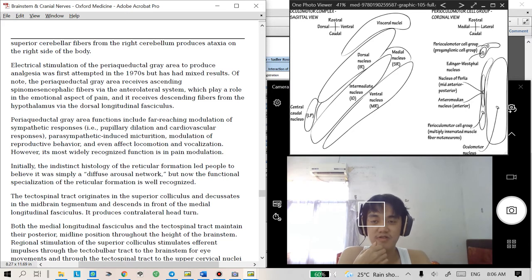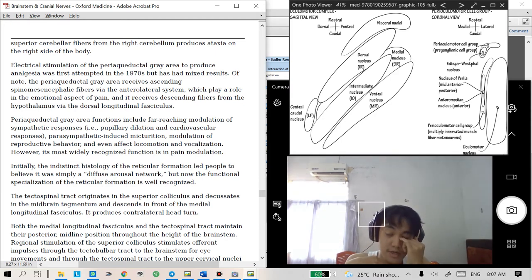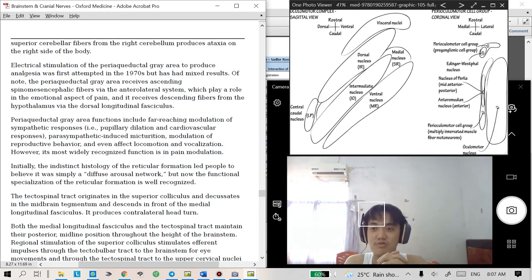Electrical stimulation of the periaqueductal gray area to produce analgesia was first attempted in the 1970s, but has had mixed results. Of note, the periaqueductal gray area receives ascending spinomesencephalic fibers via the anterolateral system, which play a role in the emotional aspect of pain, and it receives descending fibers from the hypothalamus via the fasciculus longitudinalis dorsalis.